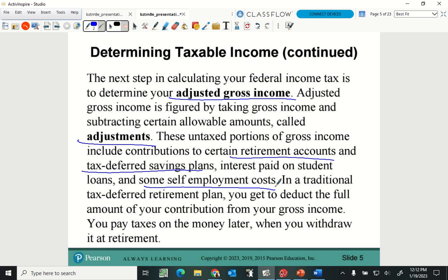In a traditional tax-deferred retirement plan, you deduct the full amount of your contribution from your gross income, and you pay taxes on the money later. So if I put it into one of these IRAs or tax savings plans, I don't pay tax on it today. When I pull it out later on, I will have to pay taxes. And sometimes if you don't wait long enough, they give you taxes and a penalty. So even though that is your money, you are penalized for taking it out too soon.